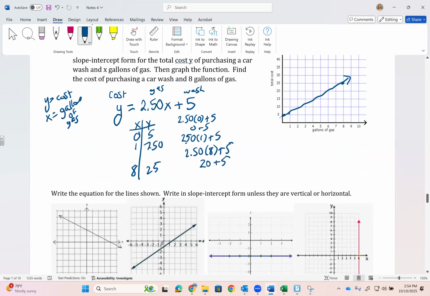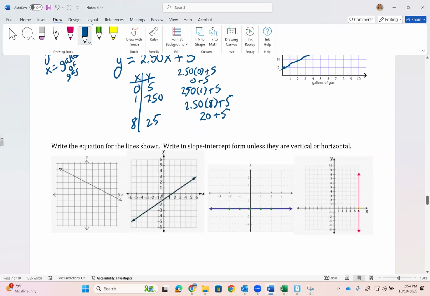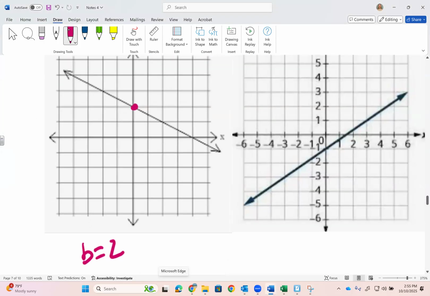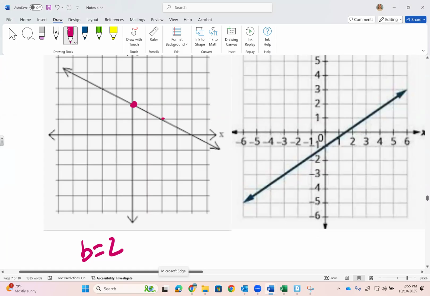The last couple, I'm going to ask you guys to write the equation of these lines. And so to write it, you're going to use slope-intercept form, which is y equals mx plus b, unless it's vertical or horizontal, okay? And so on this first one, the y-intercept is at 2, okay? So b equals 2. And then to calculate the slope, we've got to figure out what is the slope between 2 points. So we look at our graph, and we have to find 2 points where we can calculate what slope this graph has.